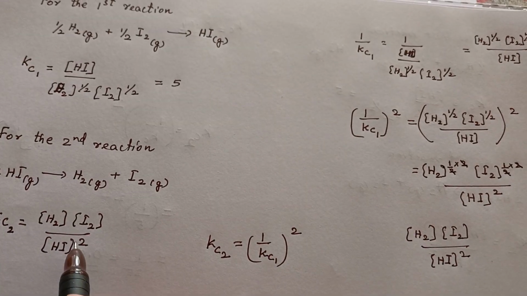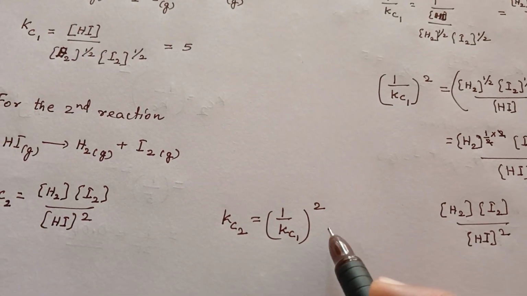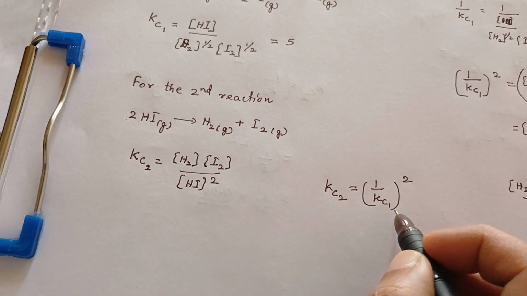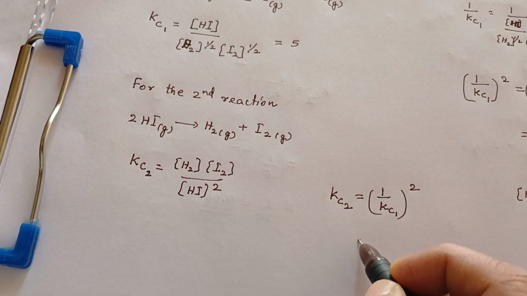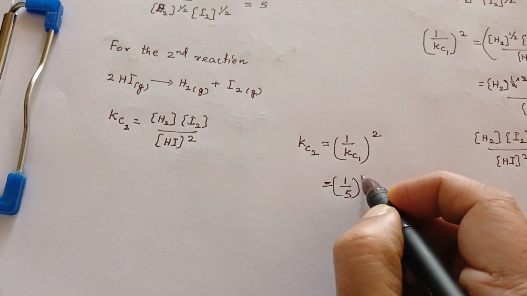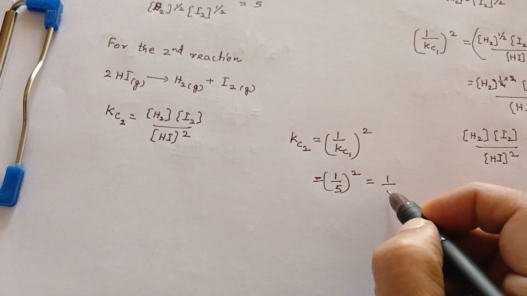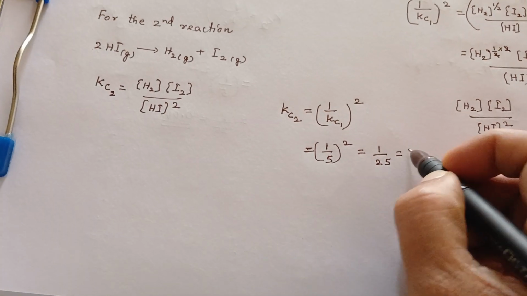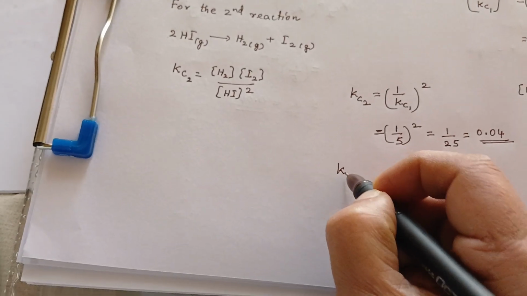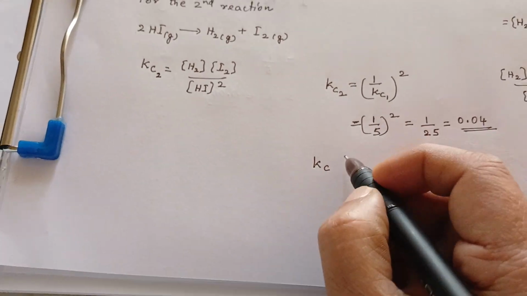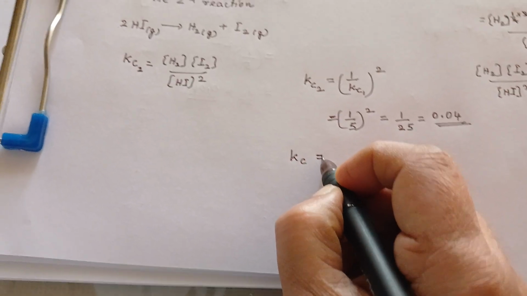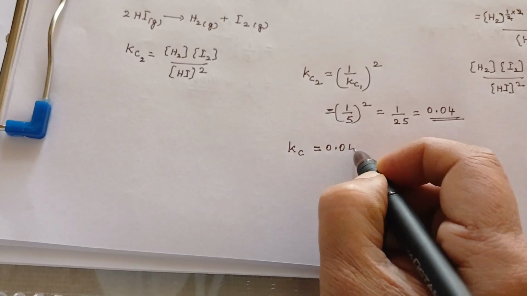You can see that. So 1 by Kc1 the whole raised to 2 and Kc2 are the same. We know the value of Kc1 as 5. So we can substitute it there. 1 by 5 the whole raised to 2. That is 1 by 25, which is equal to 0.04. So Kc for the reaction 2HI giving H2 gaseous plus I2 gaseous is 0.04.